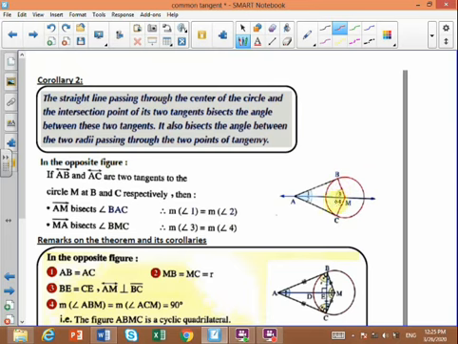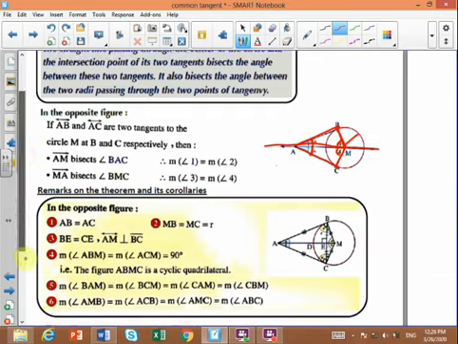Here, this line also bisects the angle of intersection and the angle between the 2 radii passing through the points of tangency. This is the point of tangency, and this is another point of tangency, and I draw the tangents from them. The radius is drawn from M, the center, to the point of tangency, and from the center to the other point of tangency. This line bisects this angle, and also bisects angle A, which is the angle between the 2 tangent segments. Okay, so angle 1 equals angle 2, angle 3 equals angle 4.